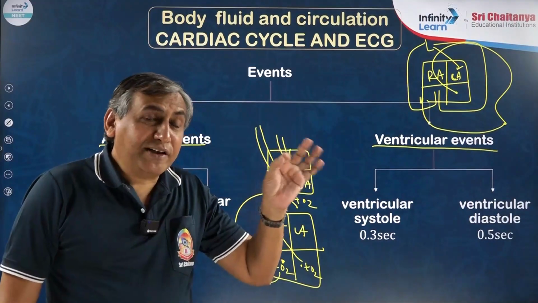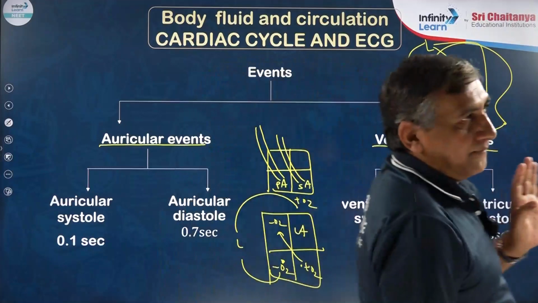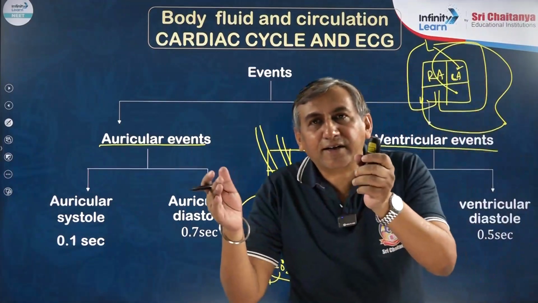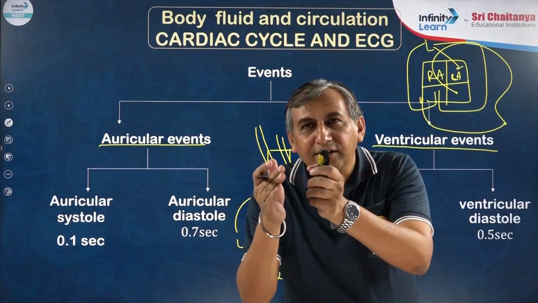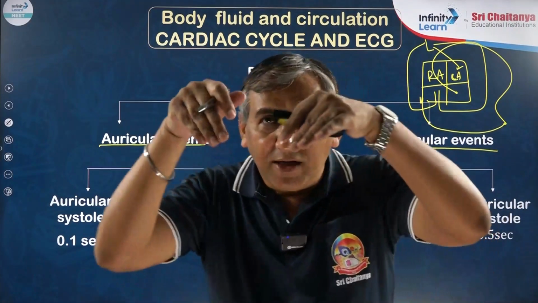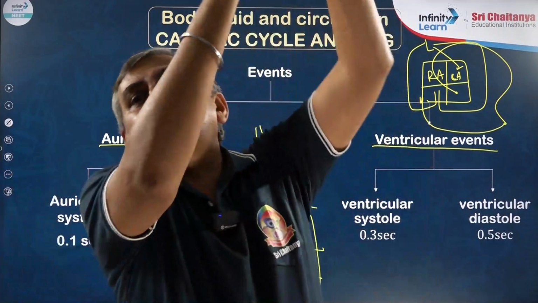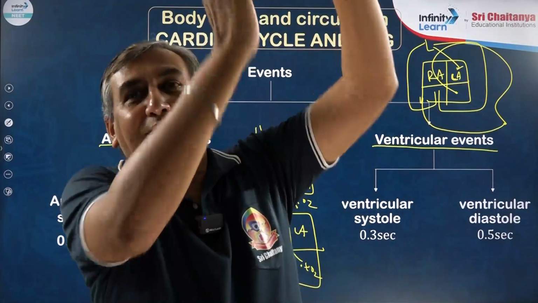there are only two events, either systole or diastole. So what is the meaning of systole? Systole means contraction, and whenever there is contraction in a heart chamber, the blood will move. When there is contraction in the atria, blood will move to the ventricle, and when there is contraction in the ventricle, blood will move to the aorta. Are you getting my point?